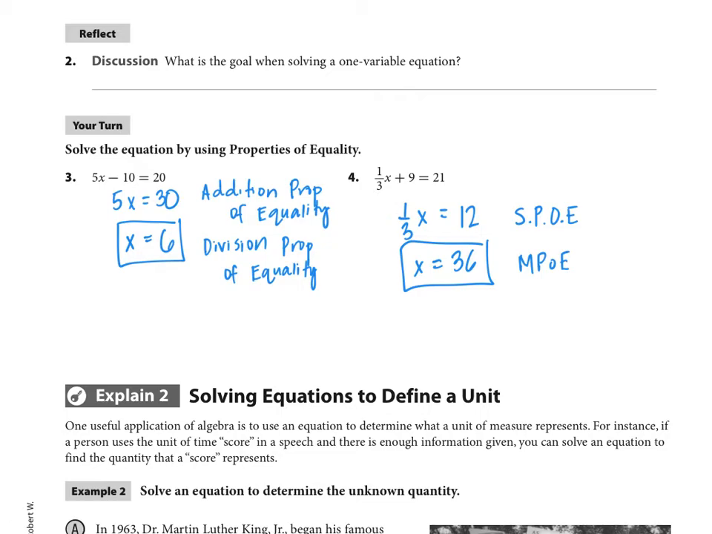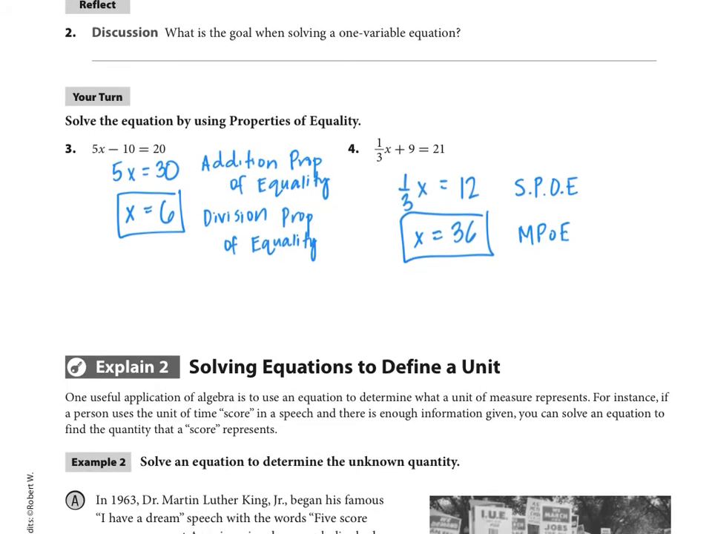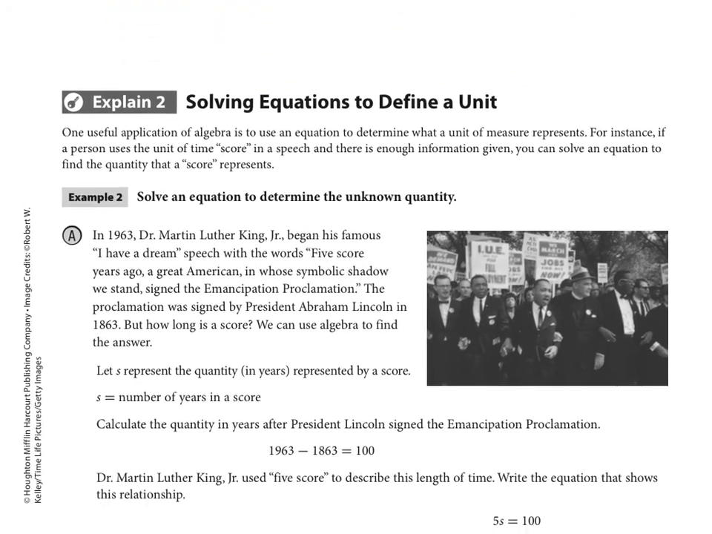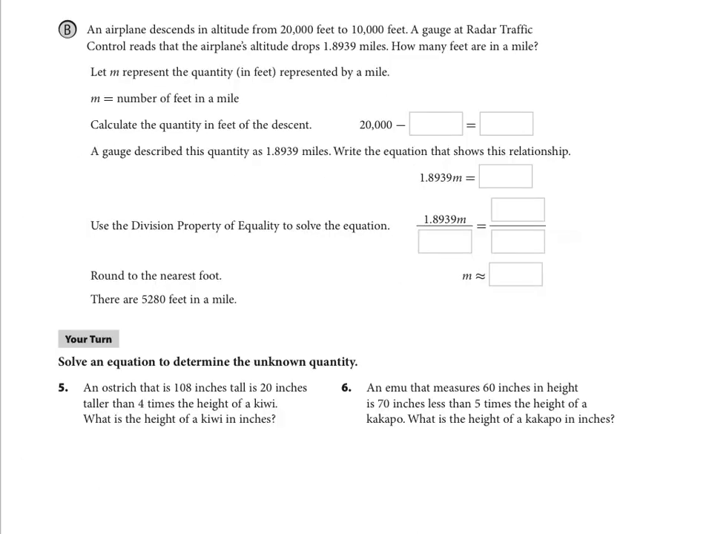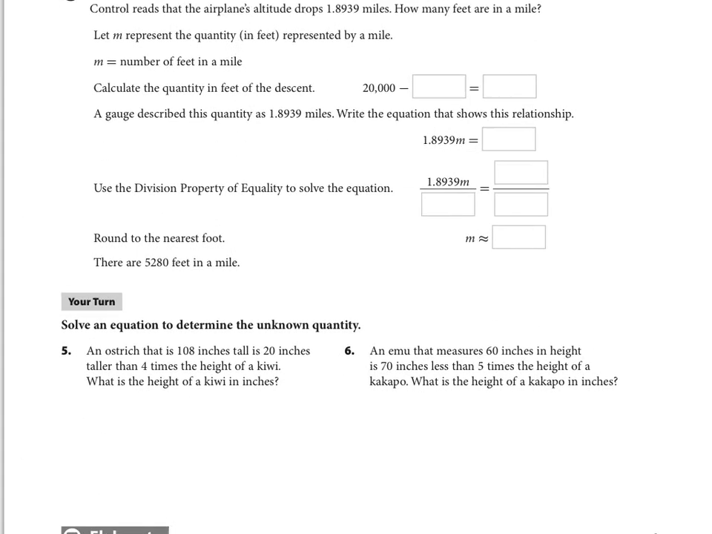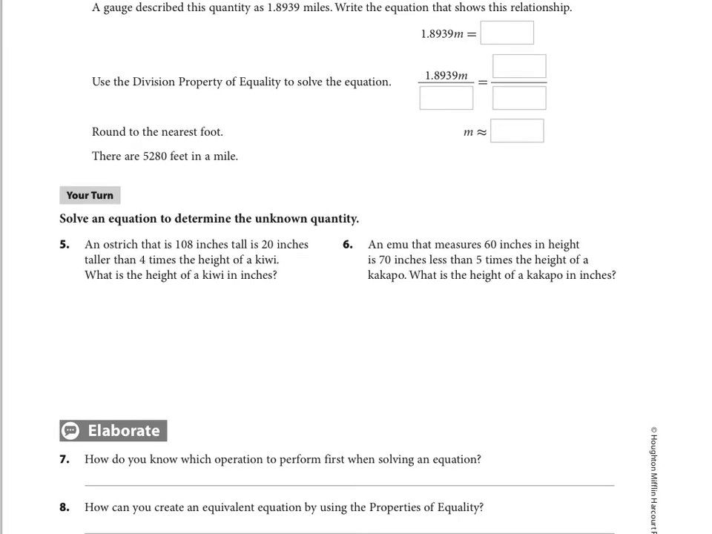Now moving ahead to the next type of example, we're going to be solving an equation to define a unit, which means we're going to be in a context now. We're going to be looking at a word problem. Go to the page. Let's look at this, your turn number 5: an ostrich that is 108 inches tall is 20 inches taller than 4 times the height of a kiwi. What's the height of a kiwi in inches?